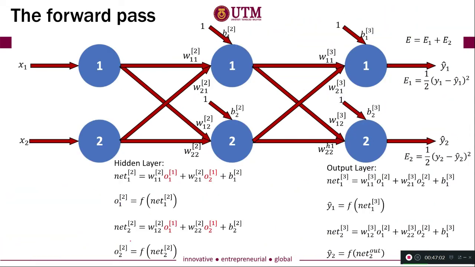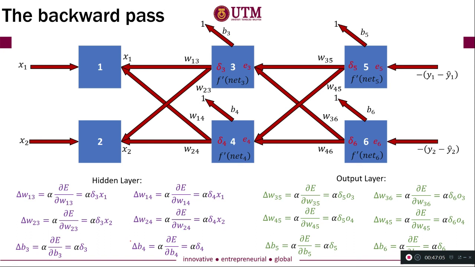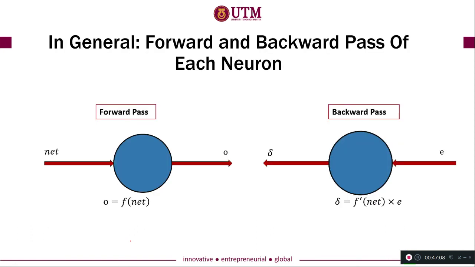So in general, this is how it looks. At the forward pass, to find the O, you need to get the net. Of course, this net is, just so you're not confused, because I just drew this one, actually the net should be here. So the net is equal to the summation of your X and your W and so on. And then to get the O, once you find the net, you go into this activation function, and you get the O.